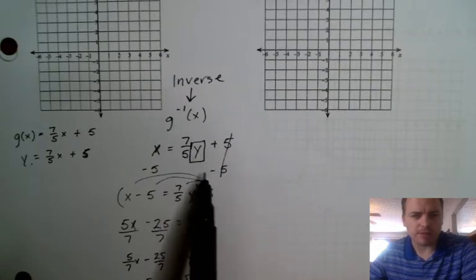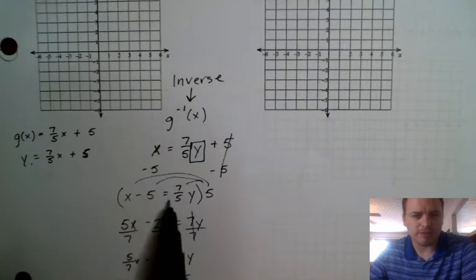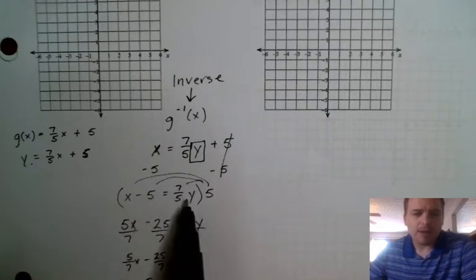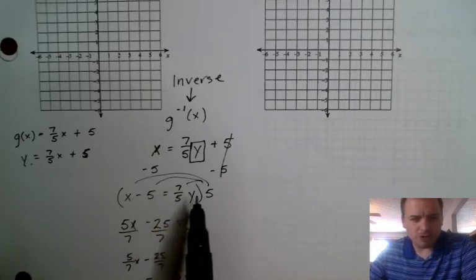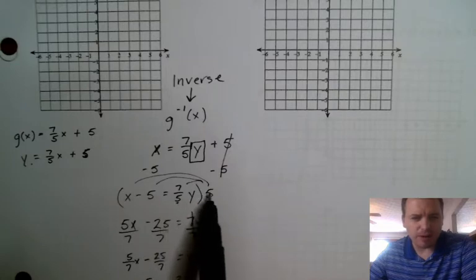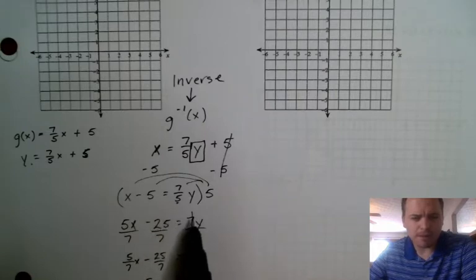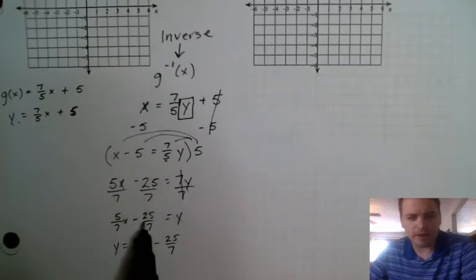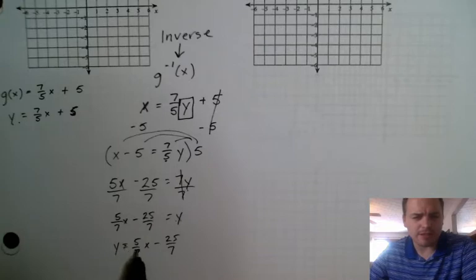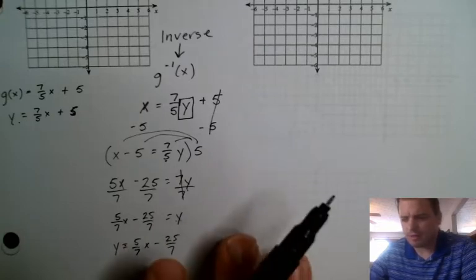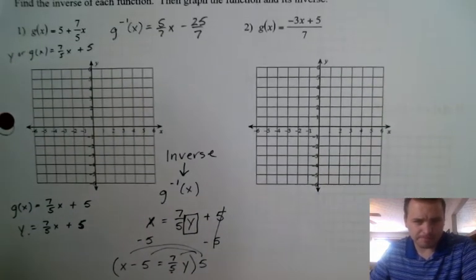So we started by subtracting 5 and got x minus 5 equals 7/5 y. Now from here, I told you at the beginning of the year, anytime you have fractions and you don't want them, just multiply by the LCM of the denominator. Since our only denominator was 5, I multiplied everything by 5 and I got this line, 5x minus 25 equals 7y. Then I divide everything by 7 in order to isolate y by itself, and then I would end up with this right here. I just move the y to the other side, 5/7 x minus 25 over 7, and that is my inverse right there.